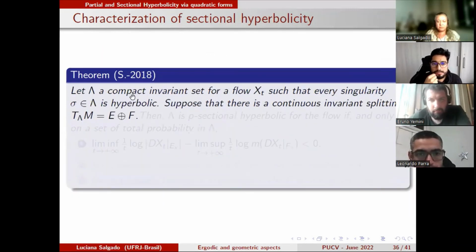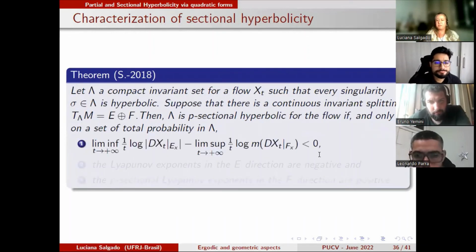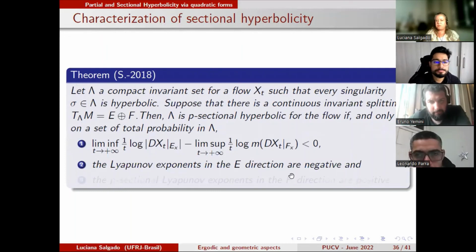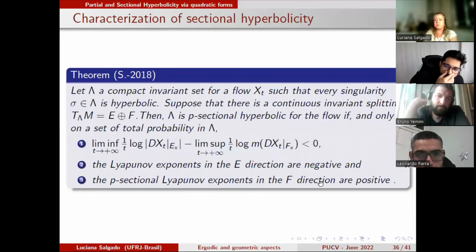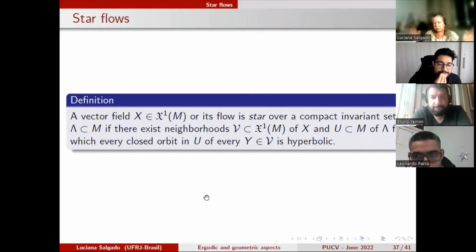So suppose that every singularity is hyperbolic, and then lambda is sectional hyperbolic if and only if we have dominated splitting, Lyapunov exponents negative in one direction, and sectional Lyapunov exponents in the other direction. This is an extension of a work from me, Arbieto, and Araújo for two-sectional hyperbolicity. And to finish my talk, I want to present a characterization of star flow based on quadratic forms.